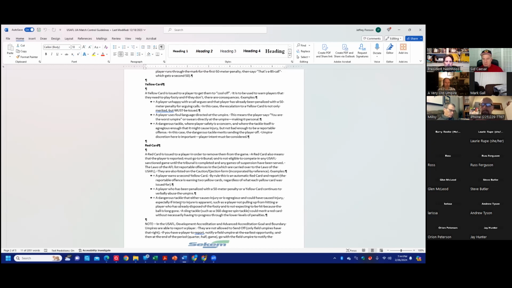So a player who earns a second yellow card, by rule, is an automatic red card and report. And the reportable offense is for getting 2 yellow cards, much like soccer. In soccer, you get your second yellow, but it's within the game, not across games, within the game. That's a reportable offense. A player has been penalized for a 50-meter penalty or yellow card, continues to verbally abuse the umpire. Boom. You can change a yellow card, say, nope, you had a yellow, but you know what? You're not leaving the field, so now it's a red card. Congratulations.